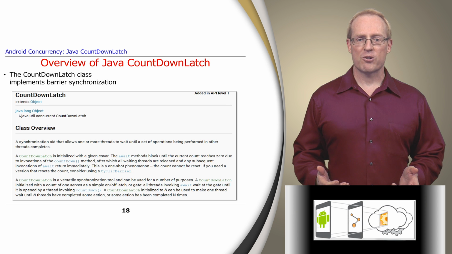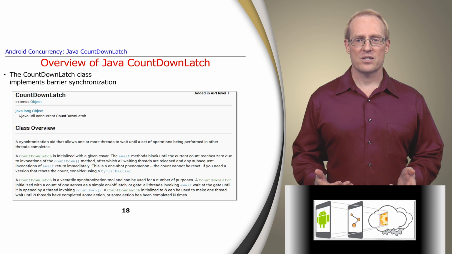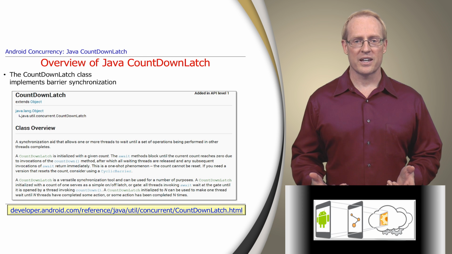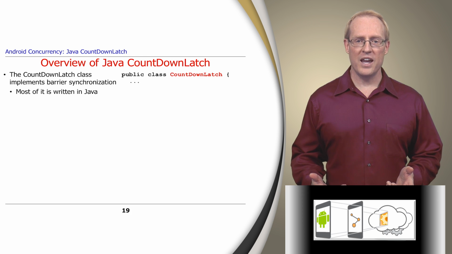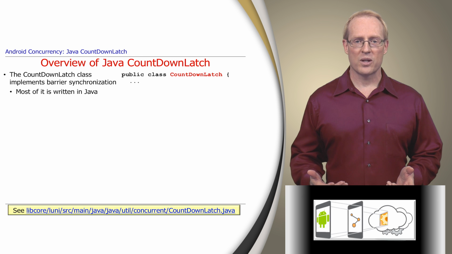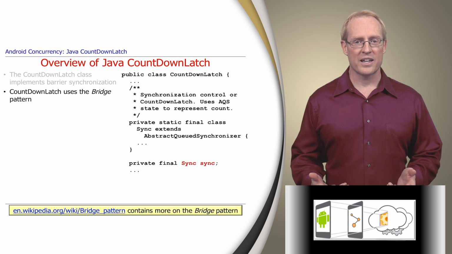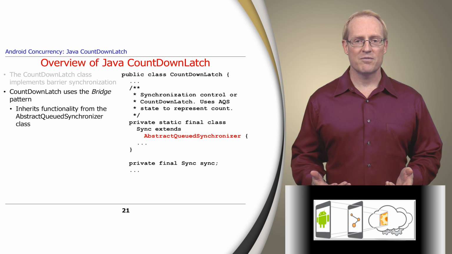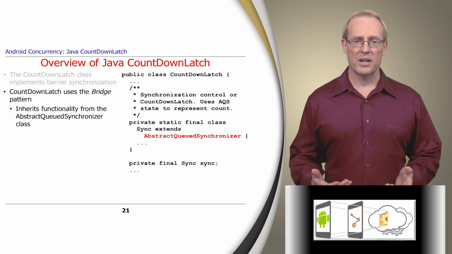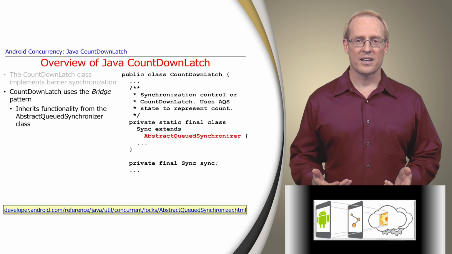Java provides barrier synchronization via its CountDownLatch class, which allows one or more threads to wait until a set of operations being performed in other threads have completed, as described at this link. Most of its implementation is written in Java, as shown at this path name. CountDownLatch uses the Gang of 4 bridge pattern, described at this link, to inherit the bulk of its functionality from the AbstractQueuedSynchronizer class, which provides a framework for implementing blocking locks and synchronizers that rely on first-in, first-out, or FIFO, wait queues, as described at this link.